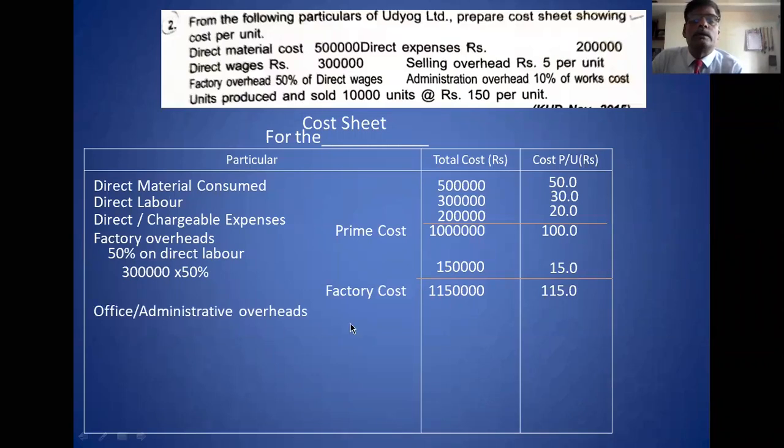The next, office and administration overhead. Office and administration overhead is how much? 10% of work cost. Work cost means factory cost. Factory cost is 11,50,000. On this 10%, you calculate 10% of factory cost. 1,15,000 divided by 10,000. You will get 11.5.